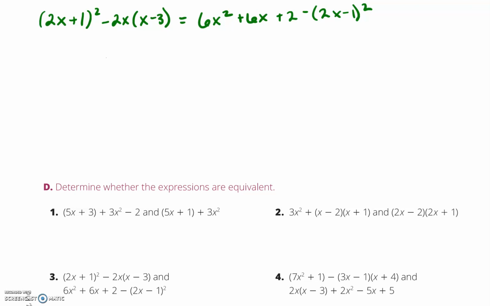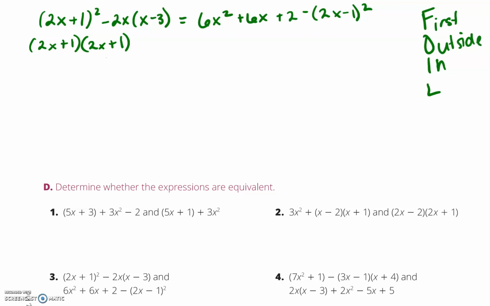So I'm going to go ahead and write it all out. We know that exponents tell us that it's repetitive multiplication. Well, in this case, the whole expression is being raised to that power of 2, so it's the whole expression times the whole expression. So we have 2x plus 1 times 2x plus 1, and I don't know if you've ever heard of FOIL: first, outside, inside, and last. So we're going to take the first terms in both sets of parentheses and multiply them.